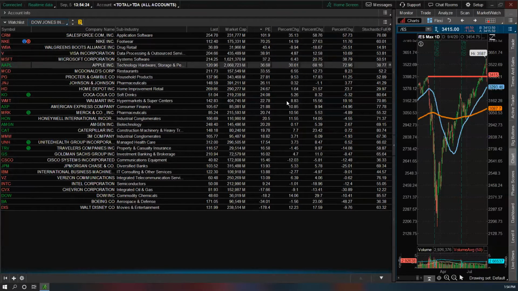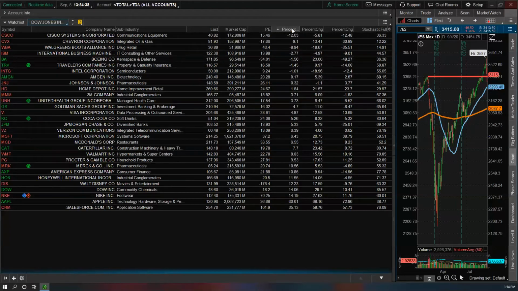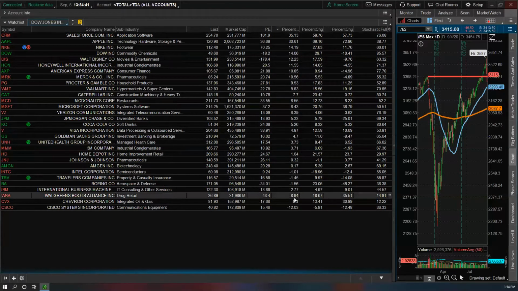Percent change is just the price share change over different periods. And this first category is 30 days. The middle category is 90 days, and the last category is 180 days. So what this is showing me is the percent return over these periods. So looking at the last 30 days, the best performing stock in the Dow Jones is Salesforce, Apple, Nike. I mean, it's really pretty easy to see.